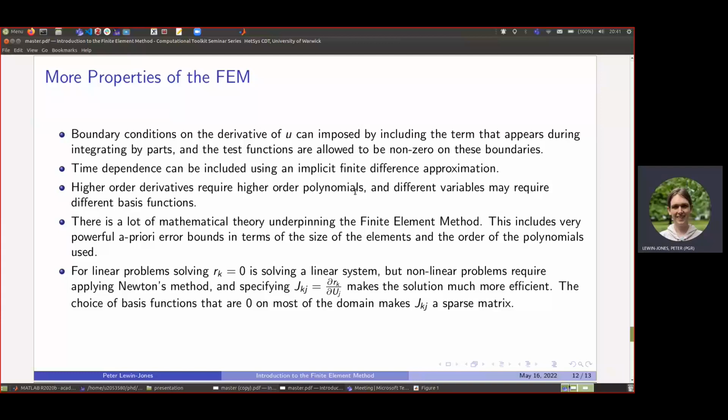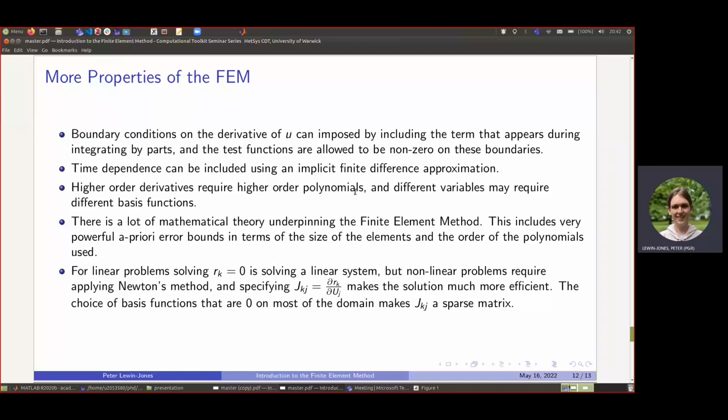For linear problems, these R_k being equal to 0 is actually a linear system. You just have to do one matrix inversion. But for non-linear problems, this isn't. This is some non-linear vector equation you need to solve. You would solve this by using Newton's method, and in particular, specifying analytically what these derivatives of R_k with respect to the unknown variables u_j are. You can give that Jacobian explicitly.